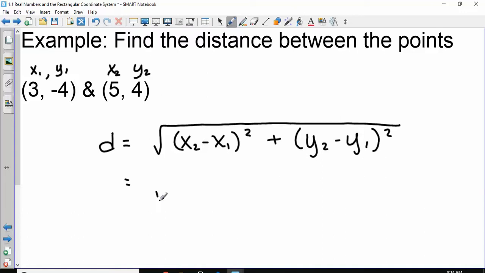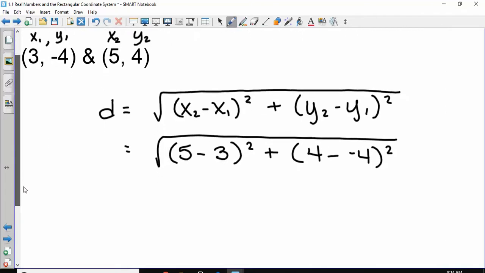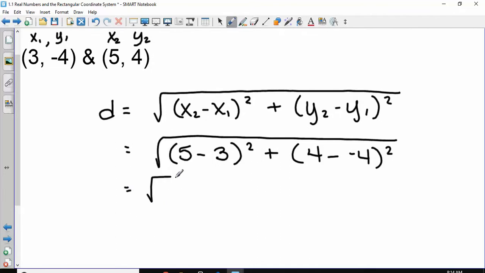So we do the square root of x2, so 5, minus 3 squared, plus y2 is 4, minus y1 is -4 squared. Okay, so then if we work through this, 5 minus 3, 2 squared, 4 minus -4 is 4 plus 4, so 8 squared.